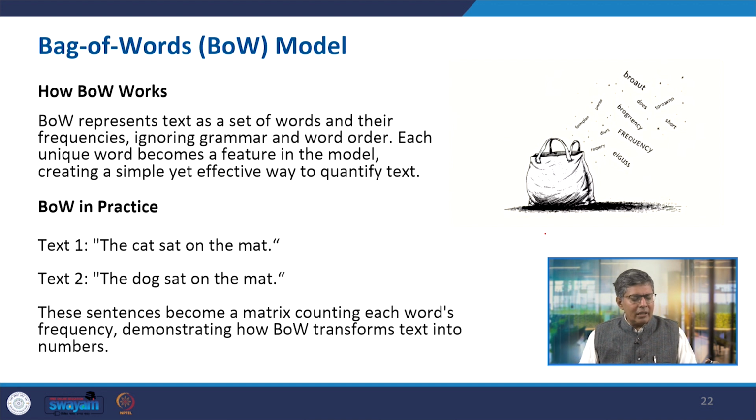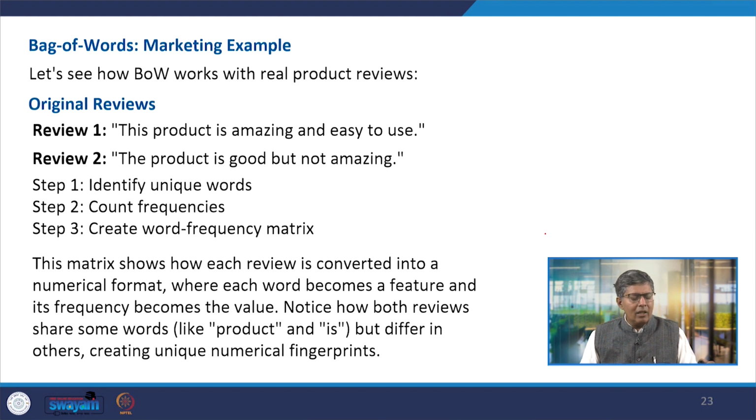So, in practice, let us say there are two texts: the cat sat on the mat, and the dog sat on the mat, text 1, text 2, right. Now, these sentences become a matrix counting each word's frequency, demonstrating how bag of words transforms text into numbers. Let us see how bag of words works with real product reviews. The original reviews are given to you. Review 1: this product is amazing and easy to use. Review 2: the product is good but not amazing.